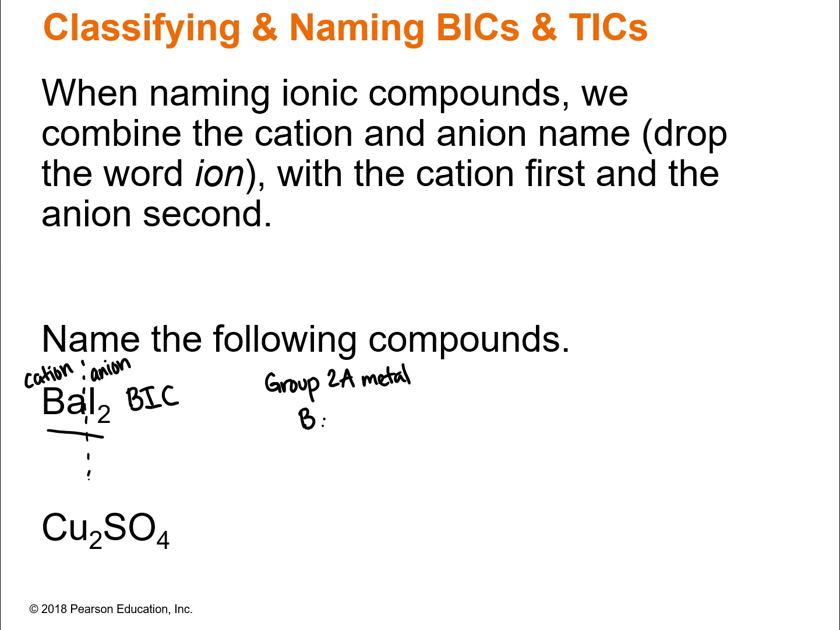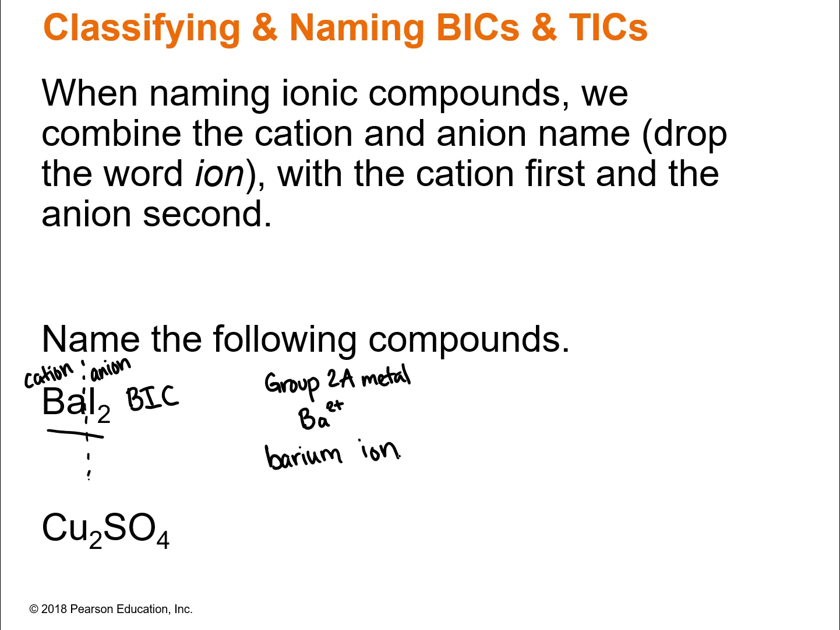2 plus because it's group 2A. It's a group 2A metal, Ba2 plus. That means we can just name this ion by writing barium and the word ion. So that's how we would name that half.